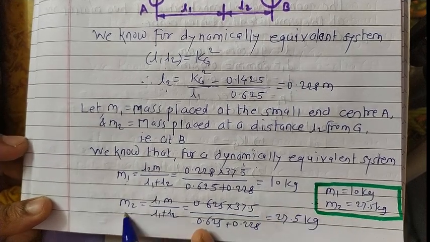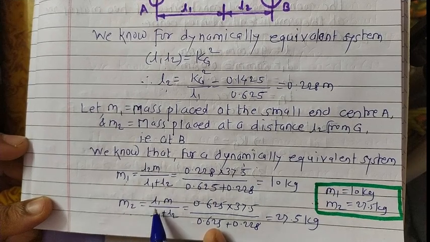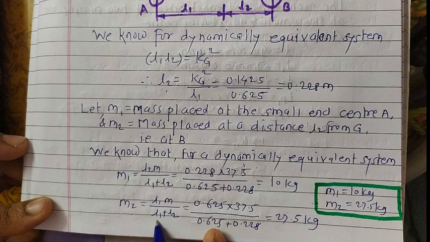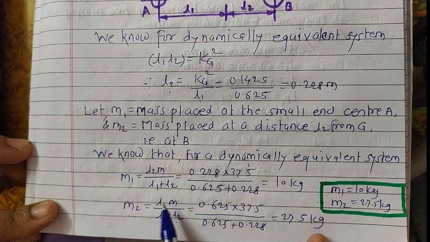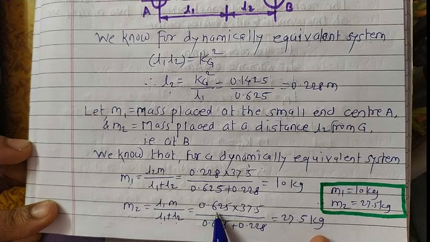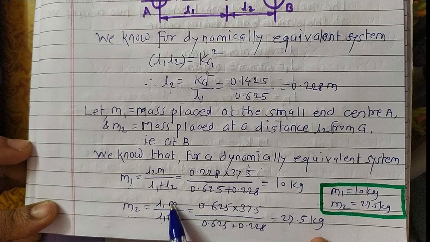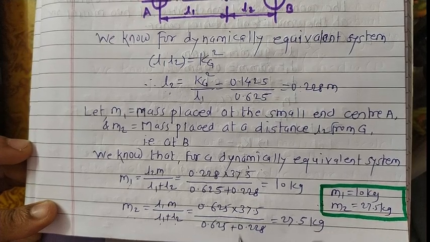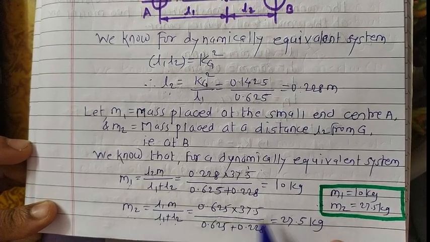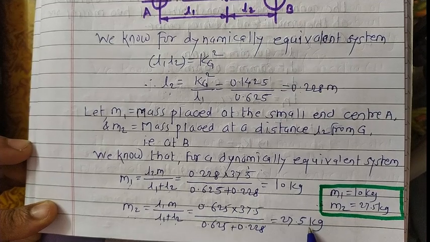Similarly, get the value for this M2. M2 equals L1 M divided by L1 plus L2. Put the value for L1 as 0.625, multiplied by the mass 37.5, divided by 0.625 plus 0.228. So we can get the value for this M2 as 27.5 kilogram.